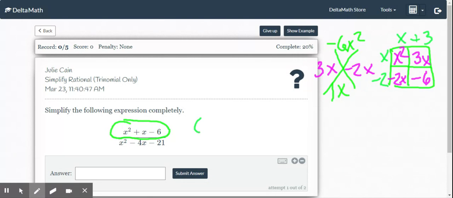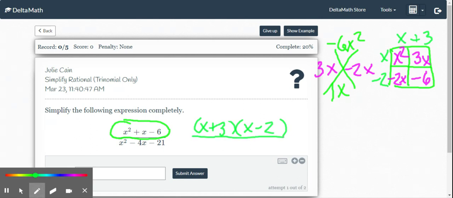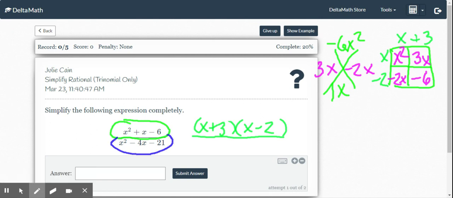So that makes this numerator now x plus 3 and x minus 2. And so, having a scratch sheet of paper is going to be really handy while you're working through these. So now we'll do the denominator the same way. So I'm going to factor this really quick.